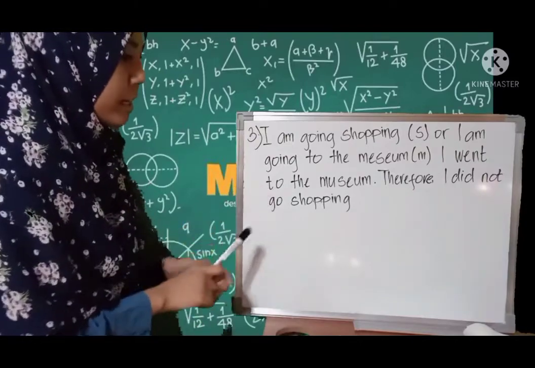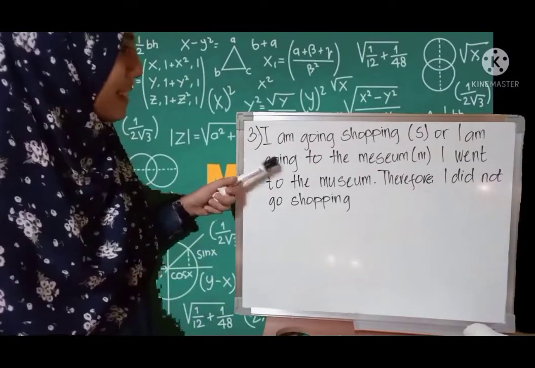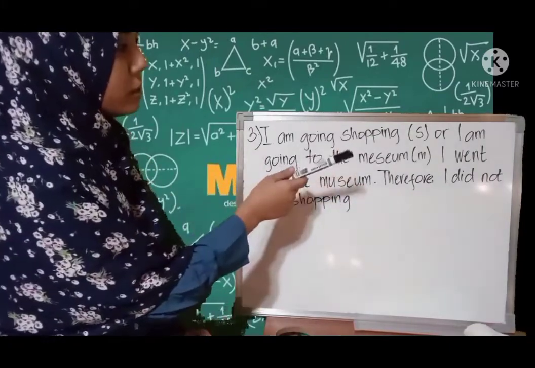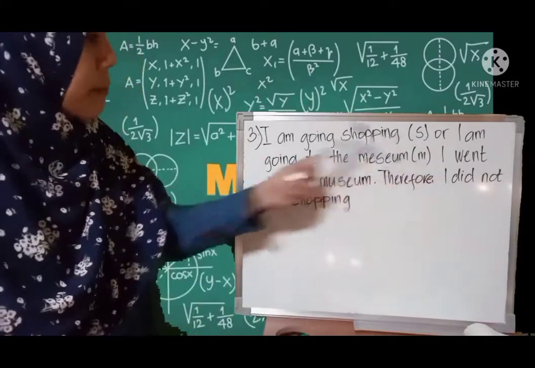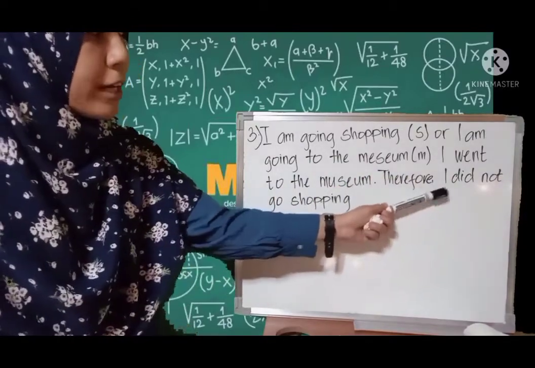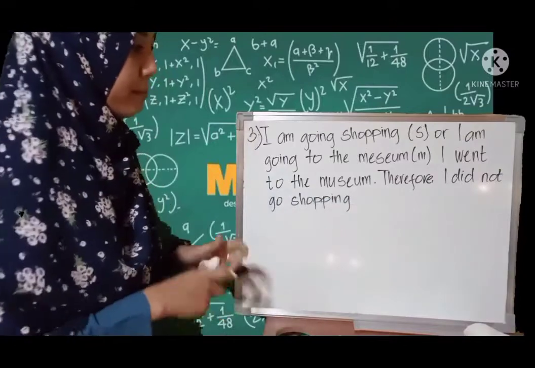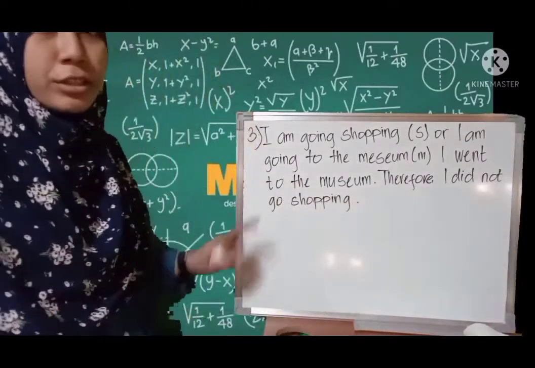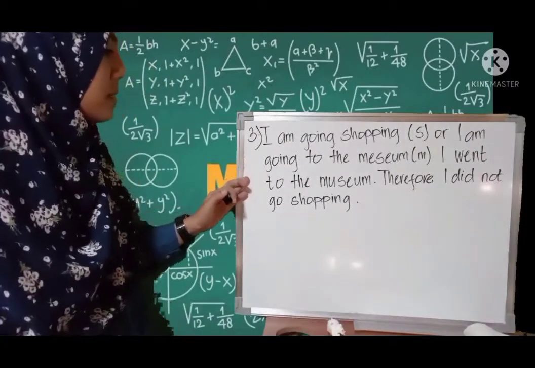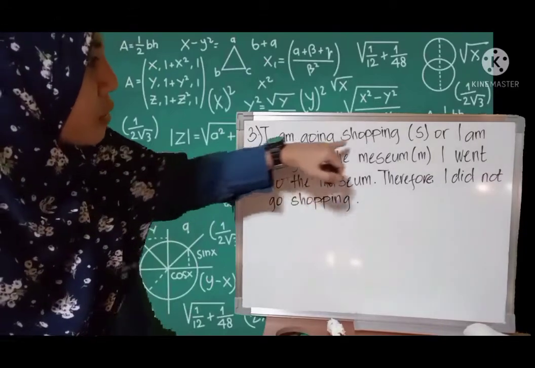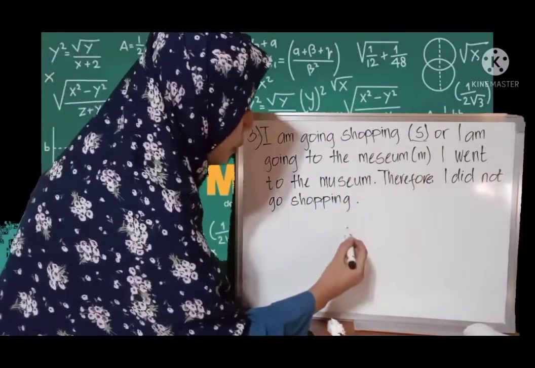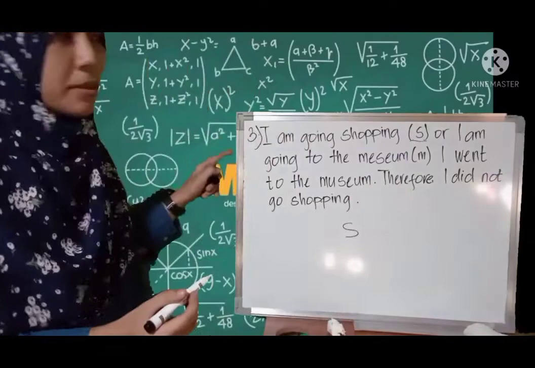So, hindi siya gumamit ng if. Kung i-read man natin ulit: I am going shopping or I am going to the museum. I went to the museum. Therefore, I did not go shopping. So, paano natin ito i-turn as symbols? I am going shopping. Shopping represent as letter S. So, isusulat natin S.